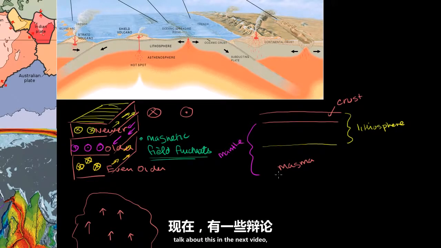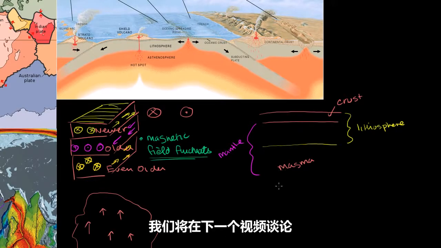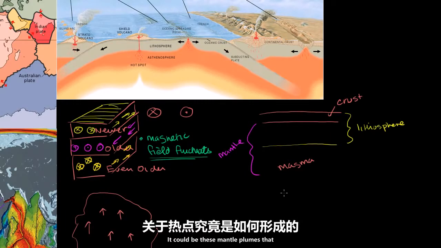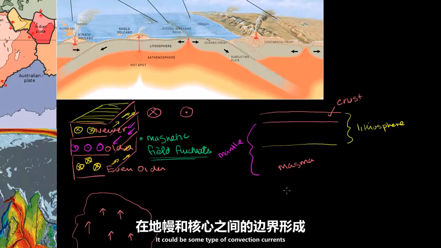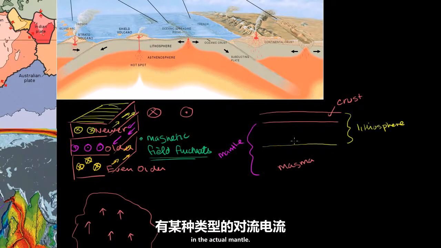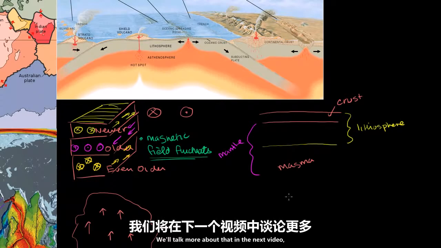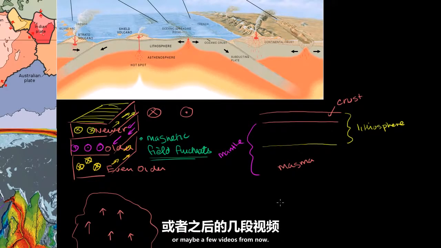Now, there's some debate, and we'll talk about this in the next video, of how hot spots actually form. It could be these mantle plumes that start at the border between the mantle and the core. It could be some type of convection currents in the actual mantle. We'll talk more about that in the next video, or maybe a few videos from now. But let's take it for granted that hot spots form in the mantle.